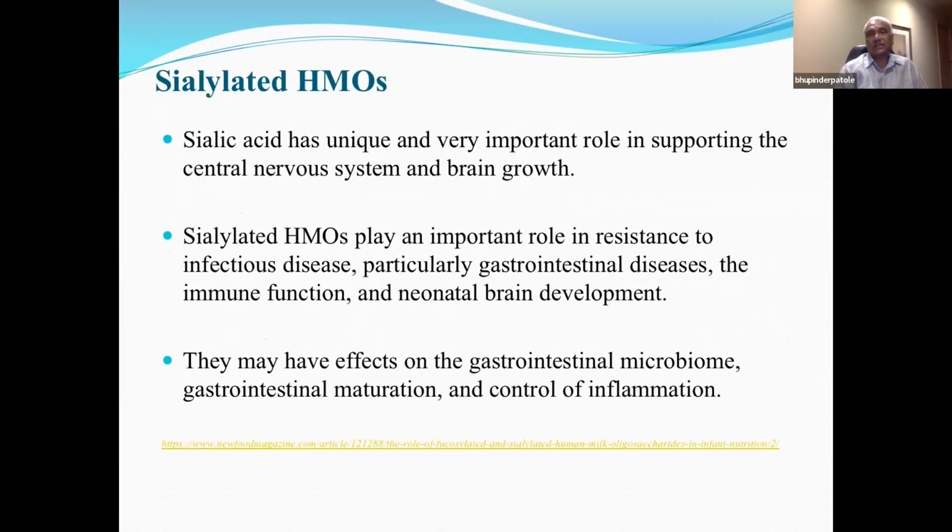Sialylated human milk oligosaccharides, as I have already told you, are important for the growth and development of the central nervous system. They also have an important role in resistance to infectious diseases, particularly those coming from the gut. They help in development and maturation of the immune system. Obviously, they have an effect on the total gut microbiota, and per se they contribute significantly to inflammatory control in the gut.